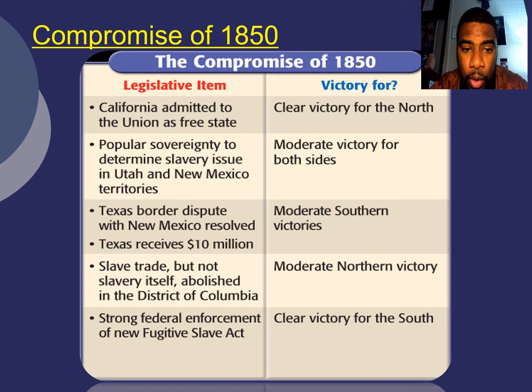The slave trade, but not slavery itself, was abolished in the District of Columbia. So that's a moderate victory for the North, although the trade of slavery did go on illegally at that time. Strong federal enforcement of the new Fugitive Act. Of course, that was a clear victory for the South, simply because if a slave was a fugitive or ran away, they could bring them back.